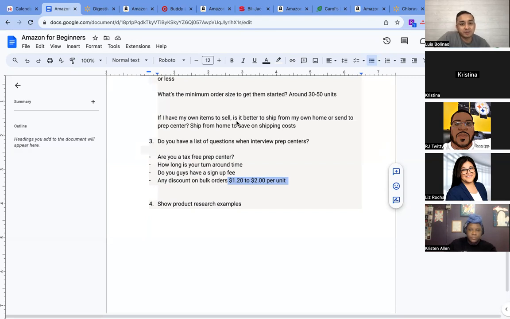Liz is asking, how do you manage inventory with prep centers? Prep centers usually give you a spreadsheet, usually a Google spreadsheet, and some of them have software. That's how you communicate with these prep centers, and also by email. But usually a lot of the ordering and management is going to be on a spreadsheet.